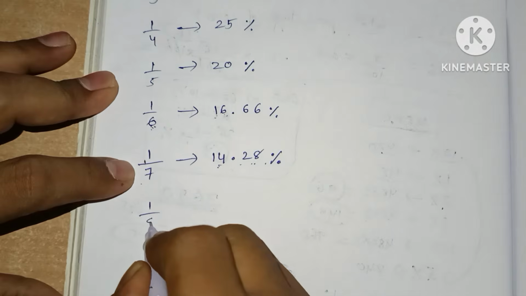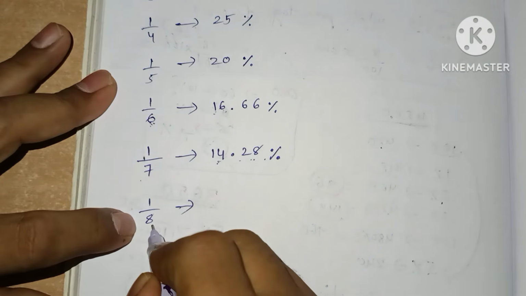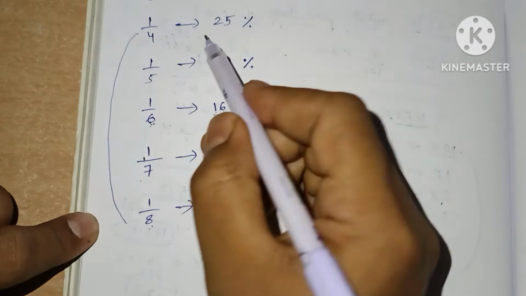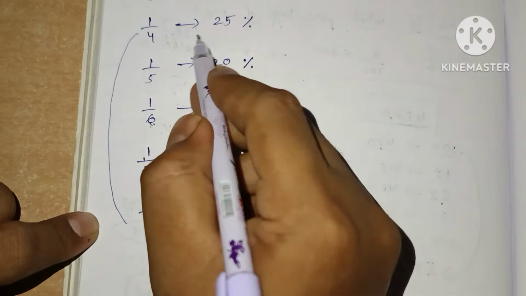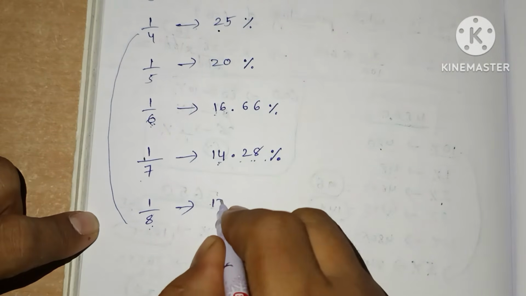Let's see 1 by 8. This 1 by 8 is nothing but half of 1/4. 1/4 value is 25%. Half of 1/4 is 1 by 8. So half of 25% is nothing but 12.5%.